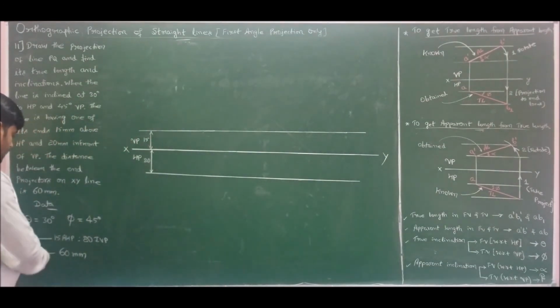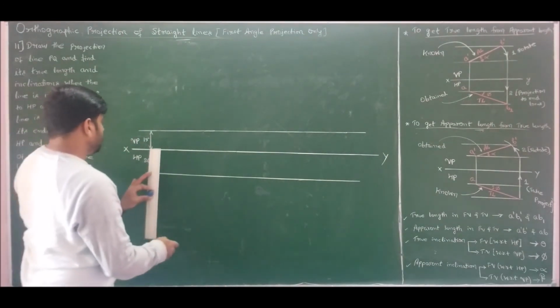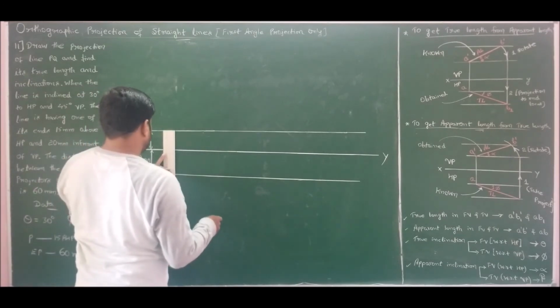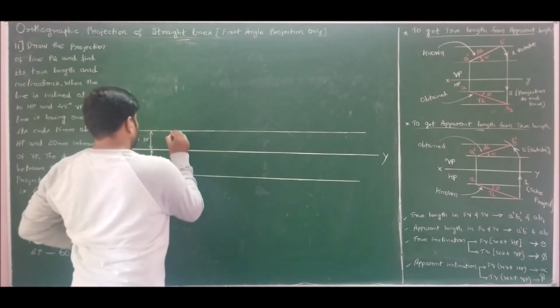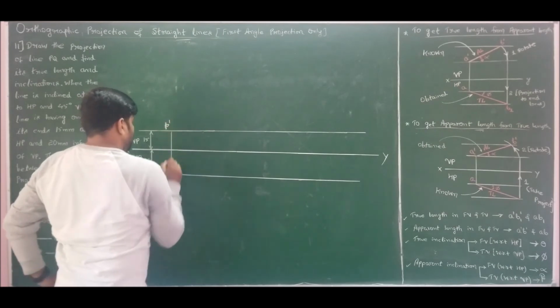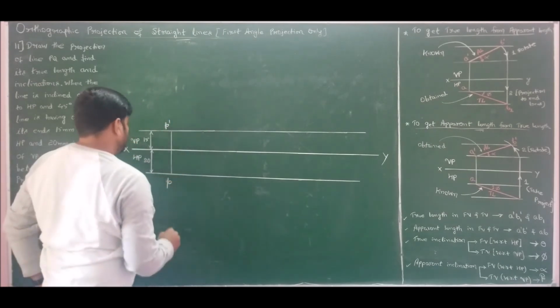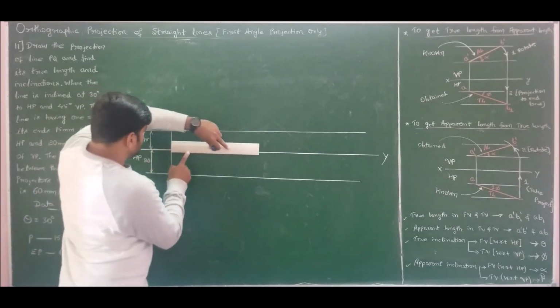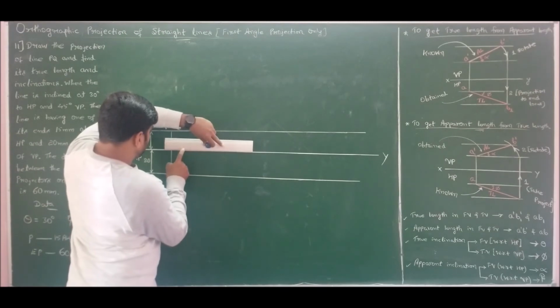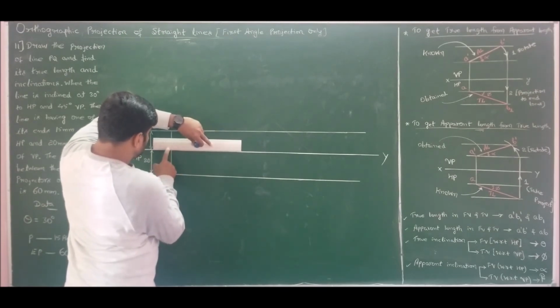Now he has given the end projector. Let me fix end P. So we have fixed P dash and P. End projector is 60 millimeters. So therefore draw the end projector.